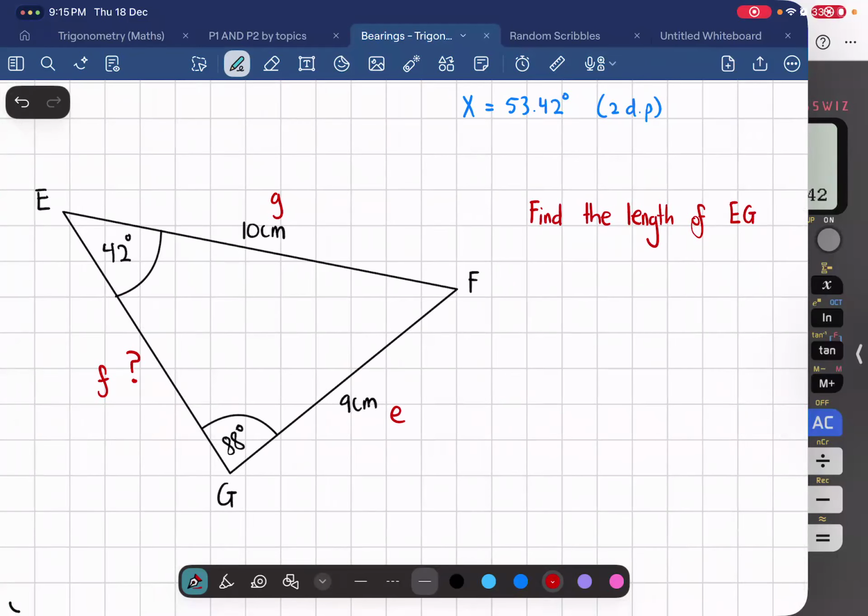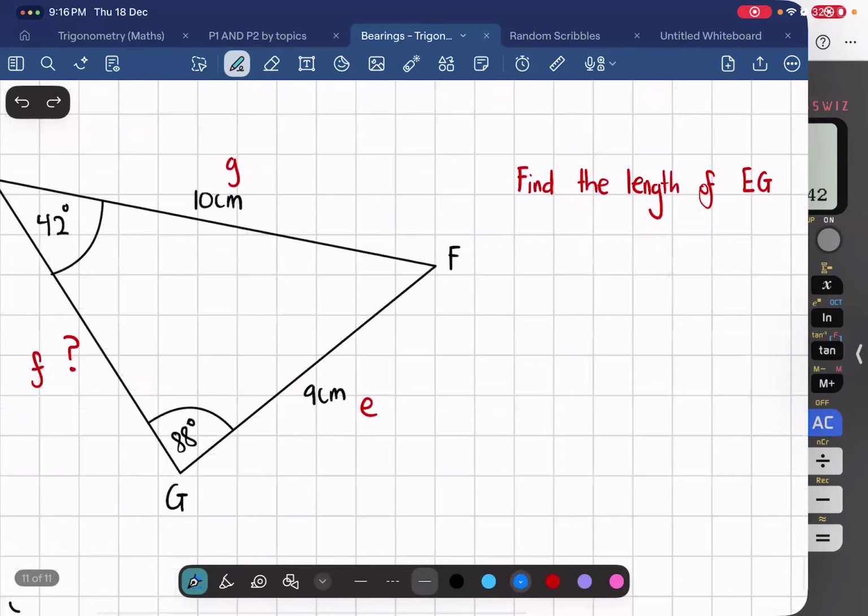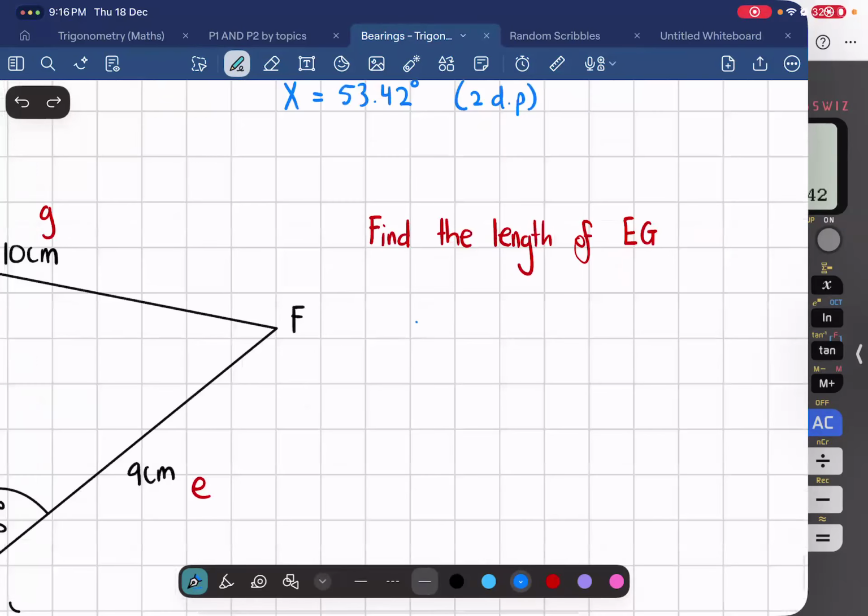So small e over sine E. Wait, that's not what I mean. EG, right? EG is the same as what length? Small f. Yes, f. So let's write down the three terms and then we'll pick the two, right? For example, let me start off with E. If I write the sine rule for this, it'll be e over sine capital E. What next?